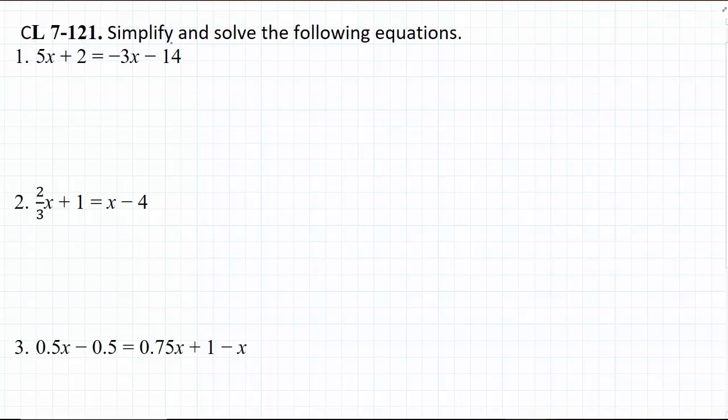CL7-121 asks us to simplify and solve the following equations. Well, this first equation is very straightforward. There are no portions, no fractions, no decimals or anything. So we're just going to use our basic problem-solving skills to solve these equations.